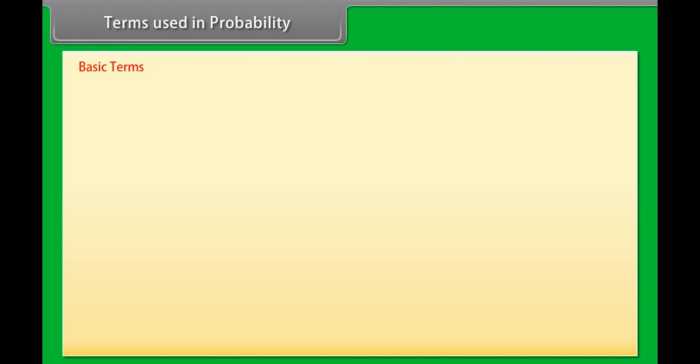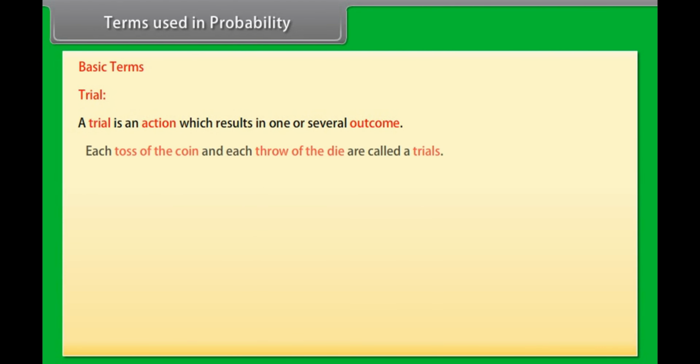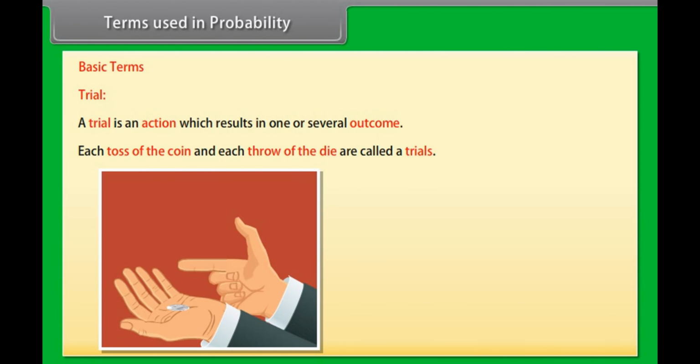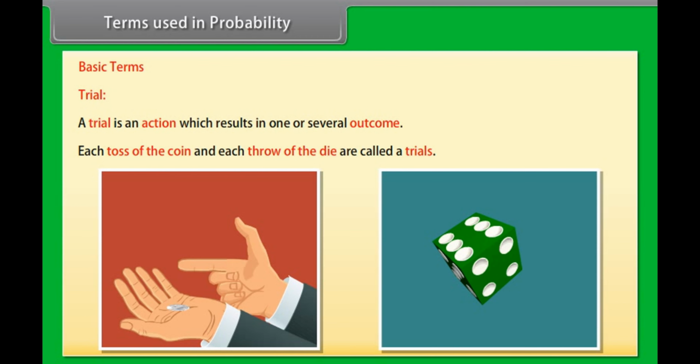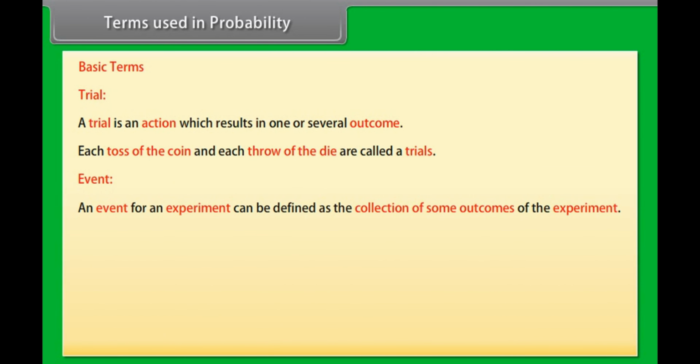Similarly, we can do the experiments with a dice or by using 2 coins or using cards. Terms used in probability. Before going further, let's learn about basic terms used in probability. Trial. A trial is an action which results in one or several outcomes. For example, each toss of the coin and each throw of the dice are called trials. Event. An event for an experiment can be defined as the collection of some outcomes of the experiment.